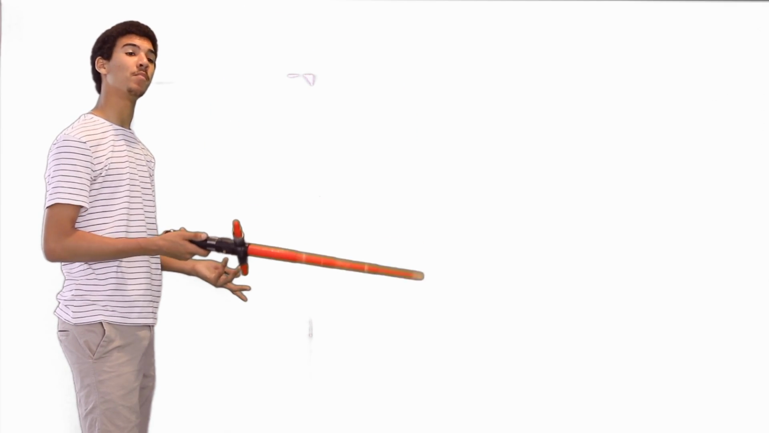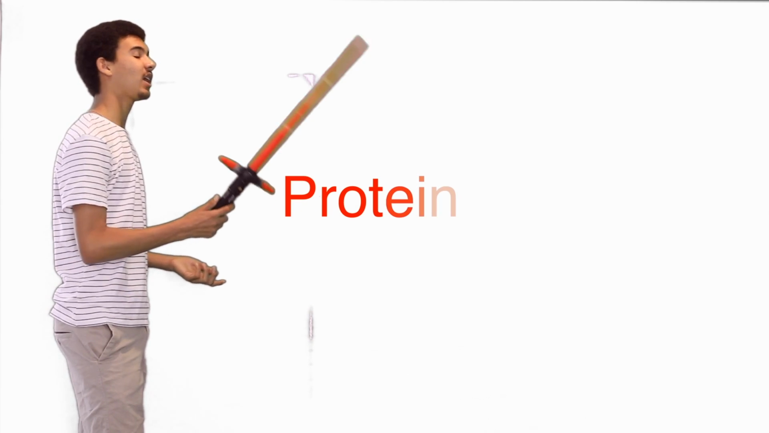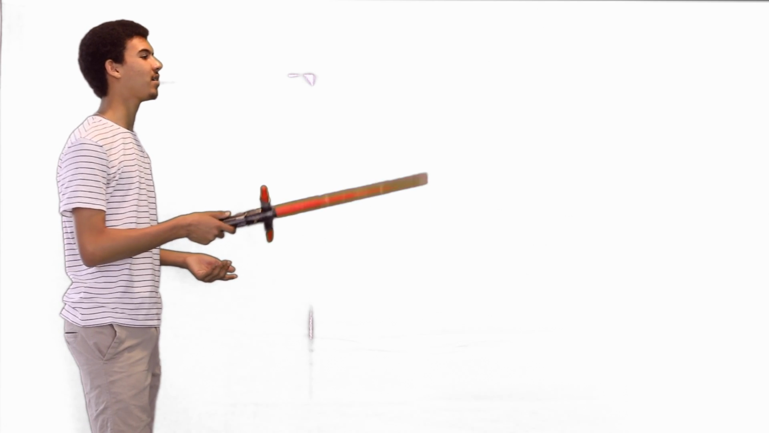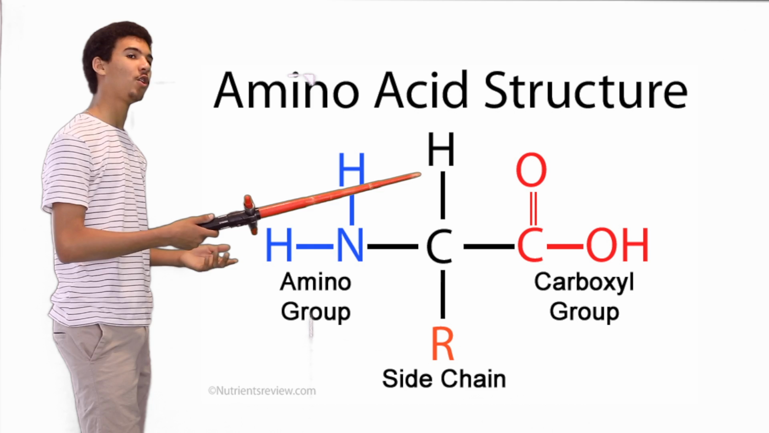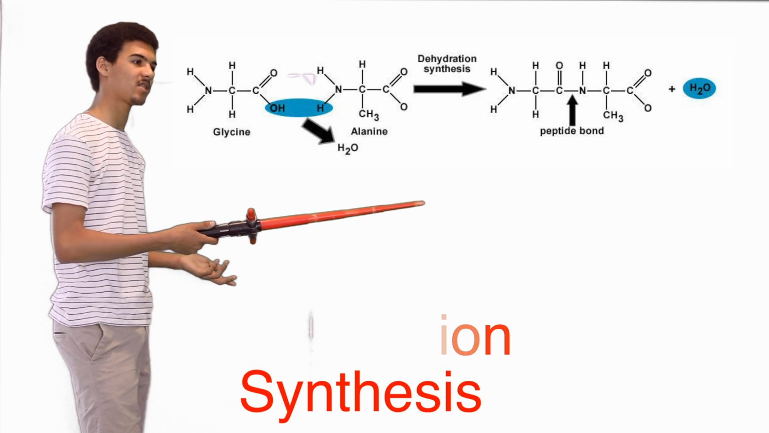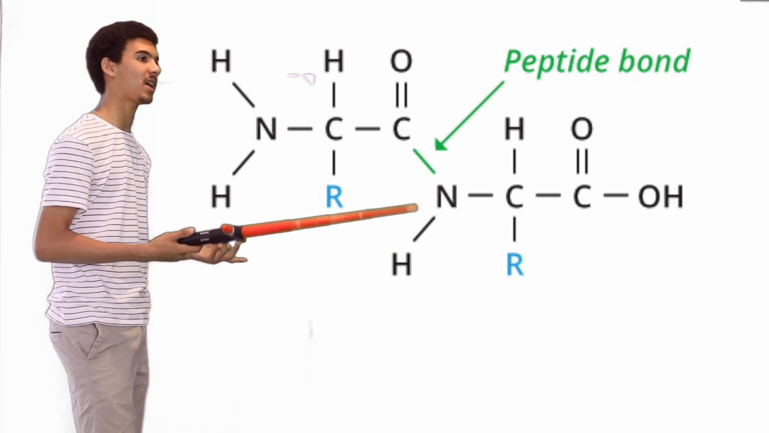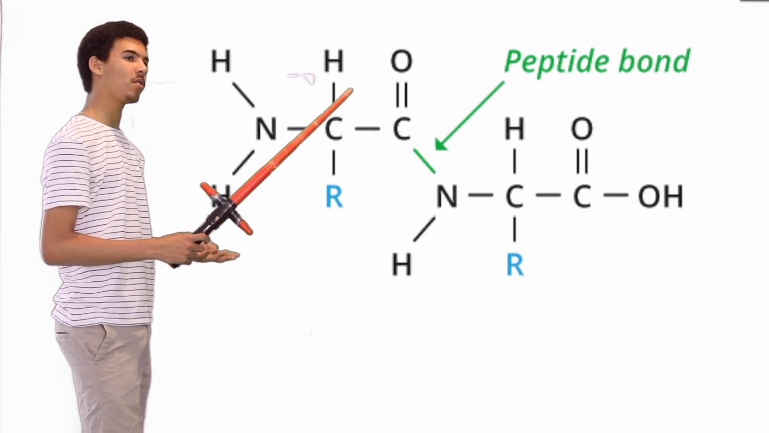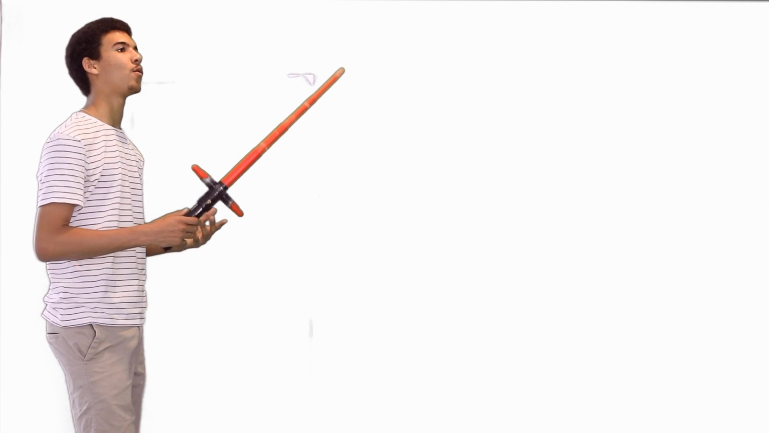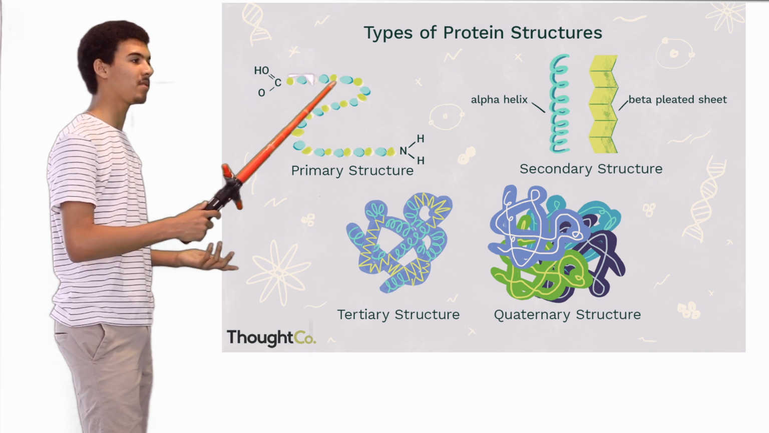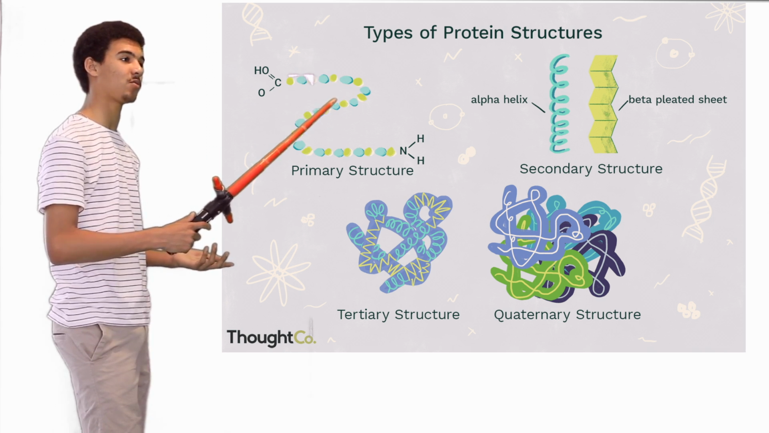The third, but the most important and most discussed macromolecule in biology is the protein. The proteins are made of amino acids, and amino acids are combined to one another through dehydration synthesis. And when 2 amino acids are combined together, they form a peptide bond. There are 4 structures for a protein. There's the primary structure, which is the sequence of amino acids combining to each other.